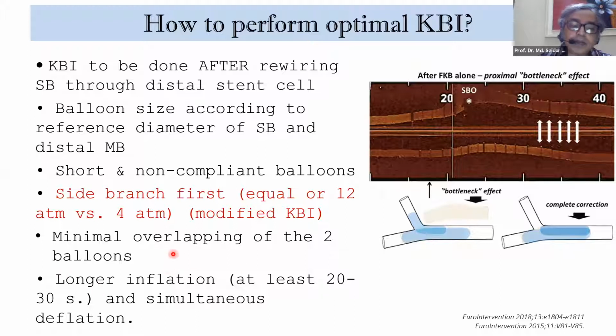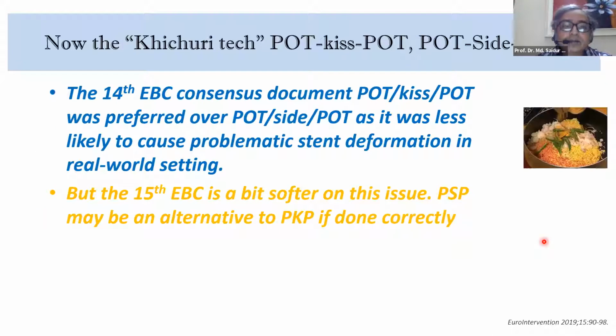Minimal overlapping of the two balloons is better, because it will cause less distortion in the proximal MB, and a longer inflation, at least 20 to 30 seconds. And as I have said, with simultaneous deflation, you can see that the bottleneck effect is totally erased after proper KBI. Now comes the POT-side-POT versus POT.